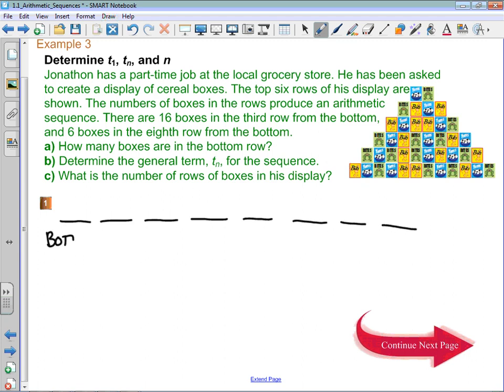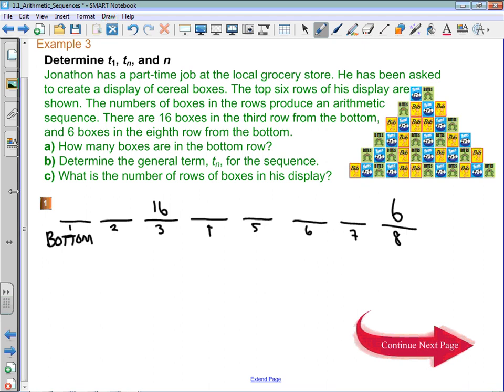So the first term is going to be the bottom of my pyramid. And then of course the last term, we don't know what it is yet, but that's going to be all the way at the end there. So it says that there are 16 boxes in the third row from the bottom. So that's the first term, second term, third term. The third term is 16. Then we have 4, 5, 6, 7, 8. Ooh, just enough. And it tells us that the 8th row contains 6 boxes. All right, and then it says for A, how many boxes are in the bottom row, which is term 1, essentially. And then really we're going to do B before we do A, and that's okay.